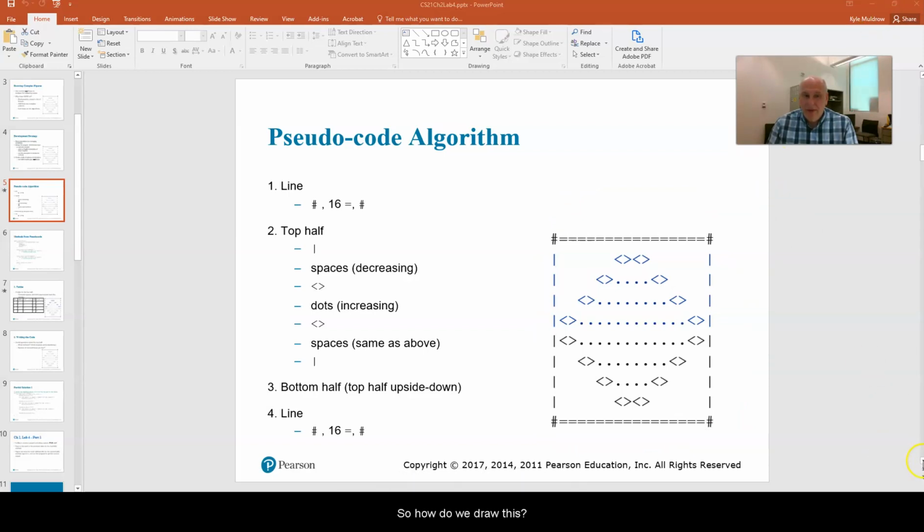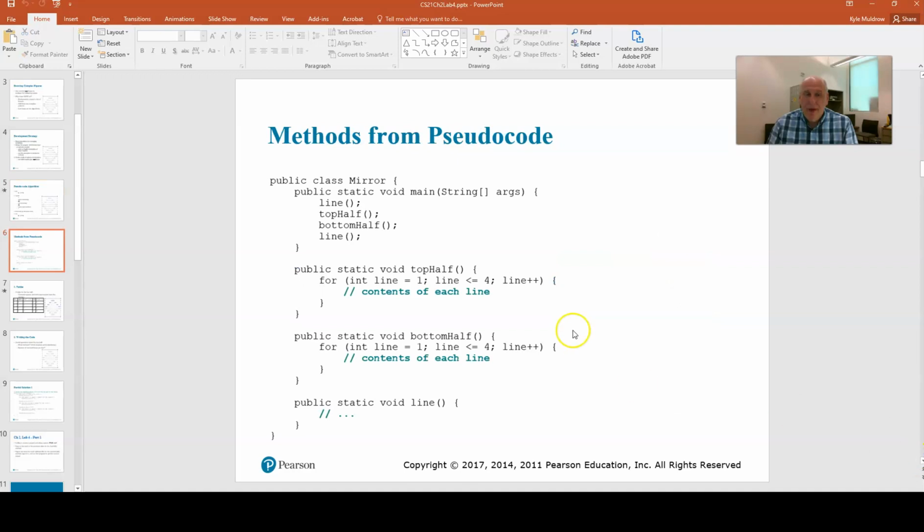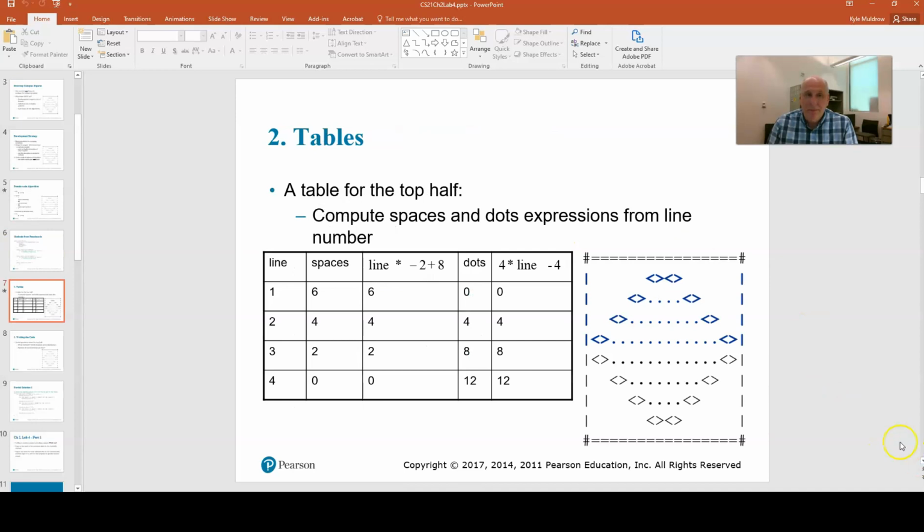So how do we draw this? We're going to set up three methods in addition to main, one called top half, another called bottom half, and another called line. Now we're going to use nested for loops to draw these lines that have the blanks and dots. So we have to figure out what the correct formula is to use in their for loop conditions. We have them on this slide.